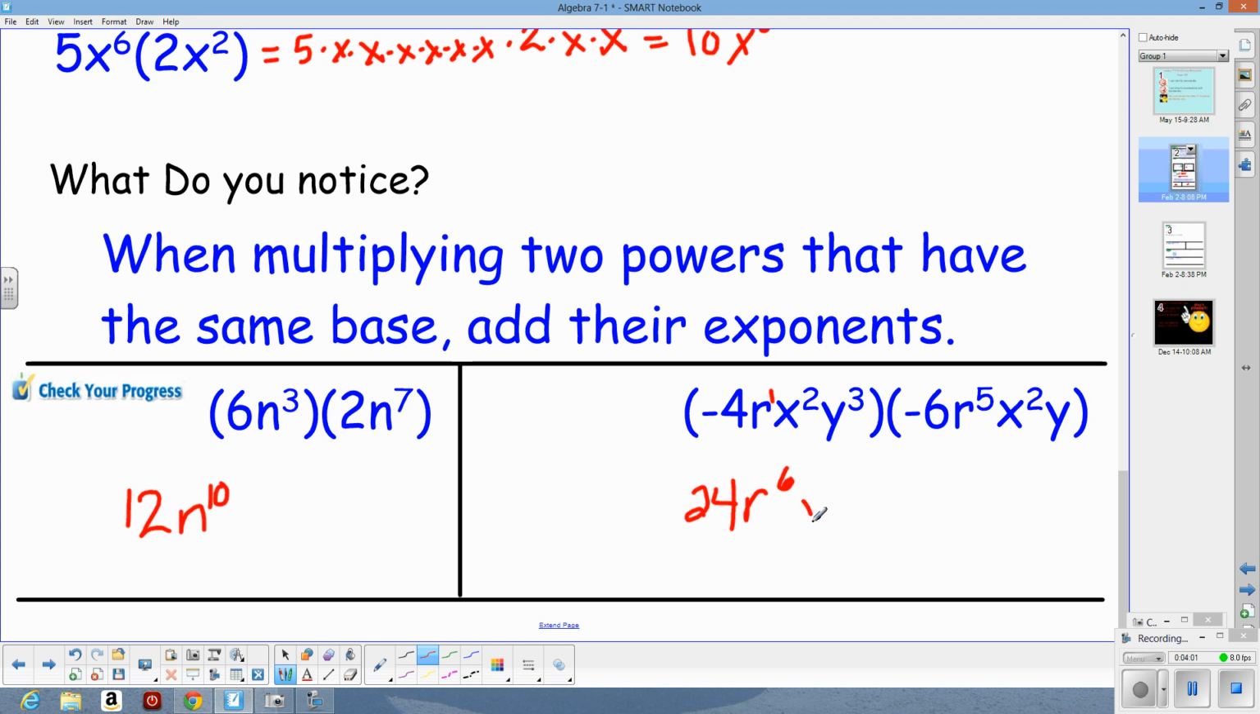Now when we move on to the x's, we have x squared times x squared. That's a total of 4 x's being multiplied together. And then we move on to the y's. y to the third times y. Don't forget to put a 1 on that so you don't forget about it. We have 3 here and 1 here for a total of 4 y's being multiplied together.